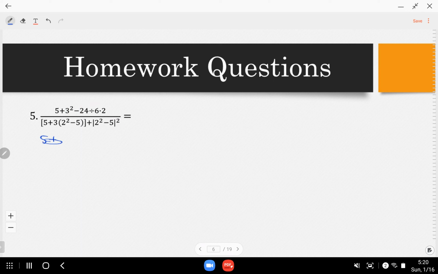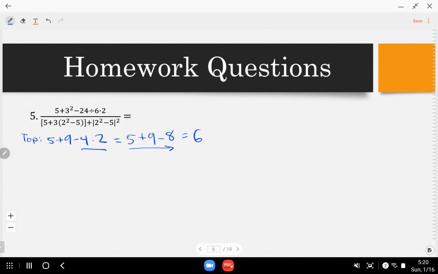Let's actually do this top part first. So let's not pay attention to the bottom right now. It's easier to subdivide. All right. So 5 plus 9 minus, then we get 24 divided by 6 equals 4 times 2. Again, do this multiplication first. It would be 5 plus 9 minus 8. Okay? Then what do we get? Just go from left to right. We get 14 minus 8, which is 6.